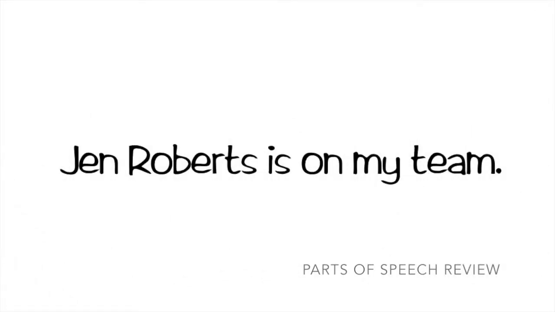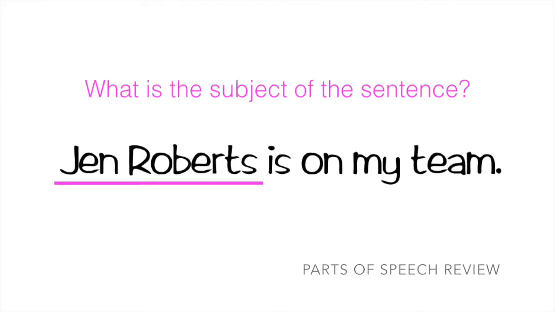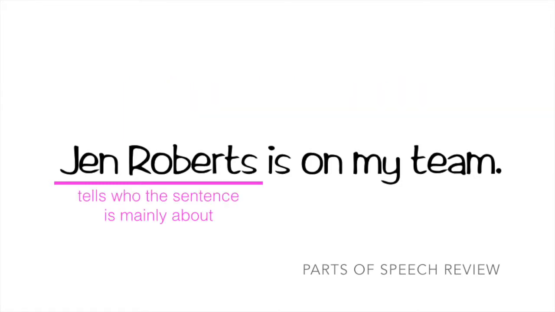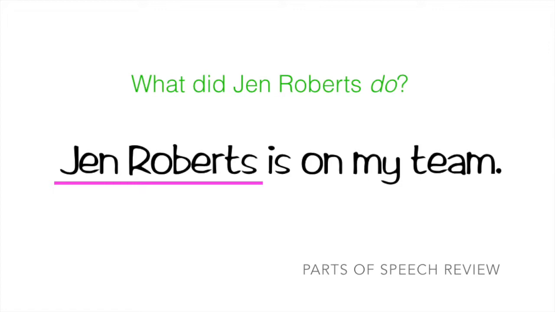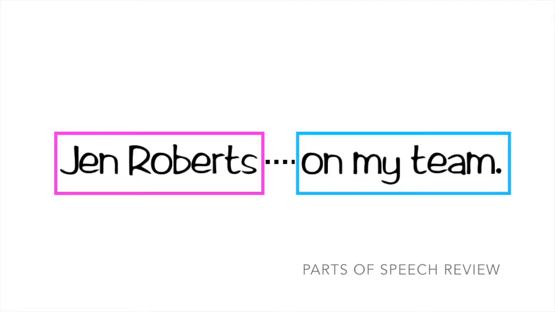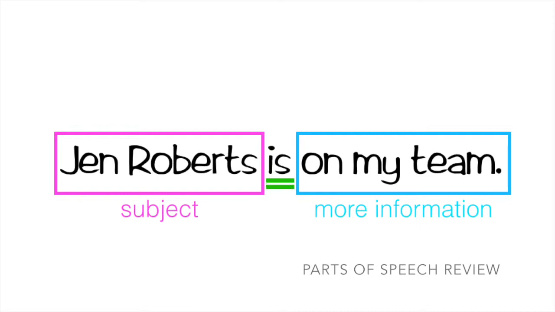Here's an example of a linking verb. First, we ask ourselves, what is the subject of this sentence? Well, Jen Roberts is the subject of this sentence and tells who the sentence is about. Then we ask ourselves, what did Jen Roberts do? Well, she doesn't do anything here. Rather, we have 2 parts of a sentence being linked together, the subject and more information about the subject. So we link those 2 parts of the sentence with the linking verb is, and we have Jen Roberts is on my team.